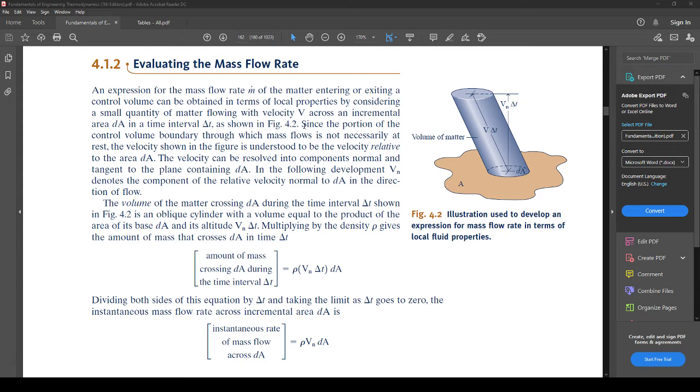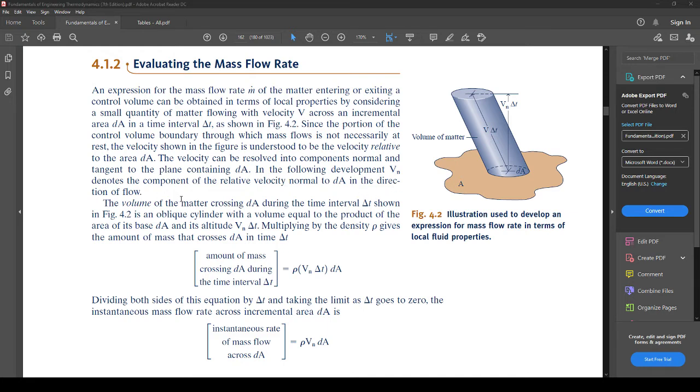It says, since the portion of the control volume boundary through which mass flows is not necessarily at rest, the velocity shown in the figure is understood to be the velocity relative to the area. The velocity can be resolved into components normal and tangent to the plane containing dA. In the following development, Vn denotes the component of the relative velocity normal to dA in the direction of flow.